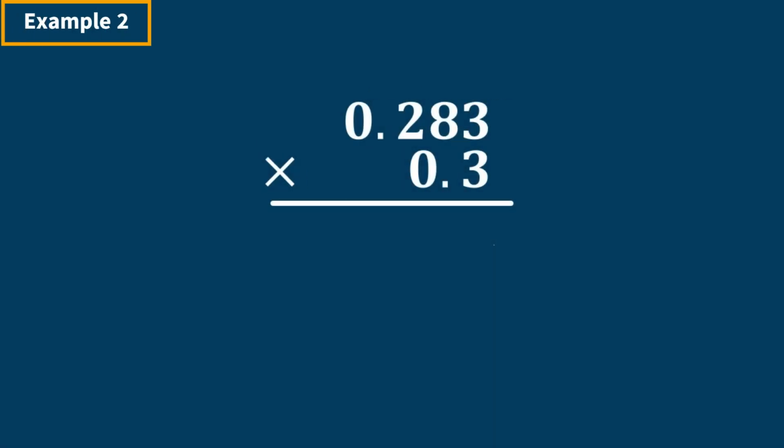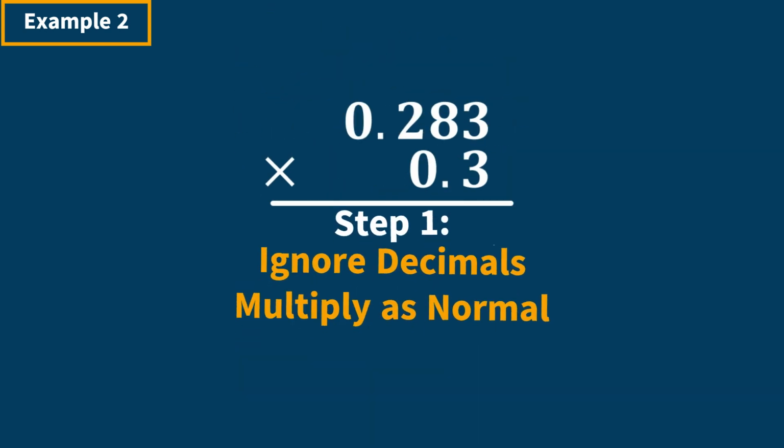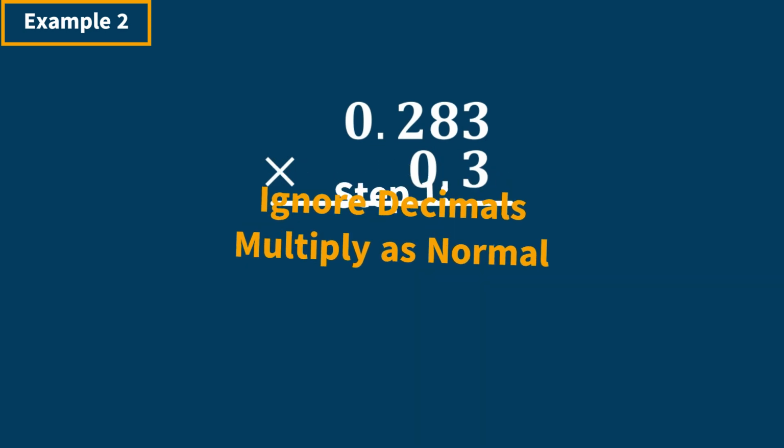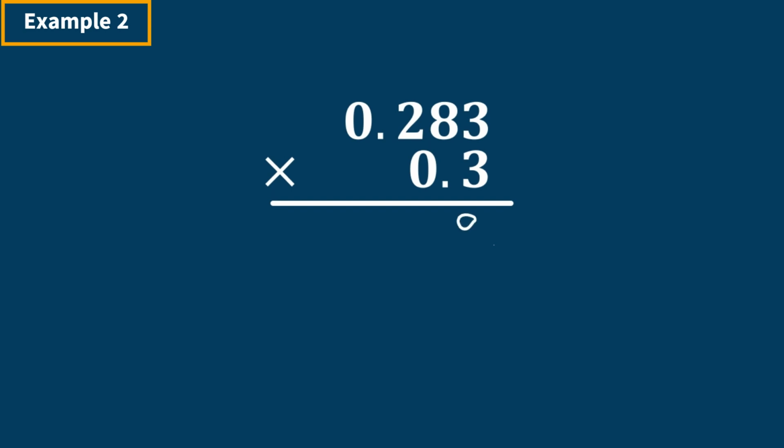Example number 2. We have 0.283 times 0.3. What we do first is ignore the decimal places and multiply as normal. So let's start with 3 times 3. That's going to give us 9. Now 3 times 8 is 24. So we put our 4 here and our 2 up top. 3 times 2 is 6. 6 plus 2 is 8. And then 3 times 0 is just 0. The second number is a 0. We don't have to multiply that because we know everything is going to be 0.